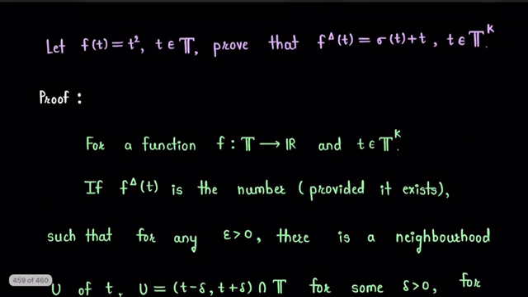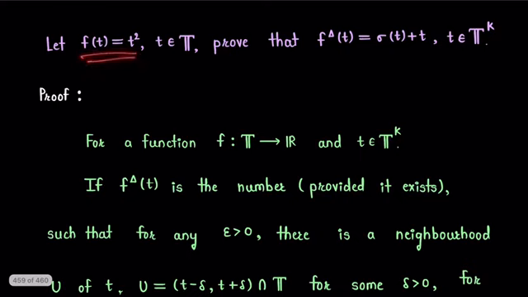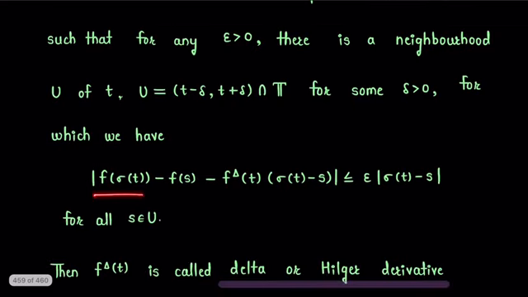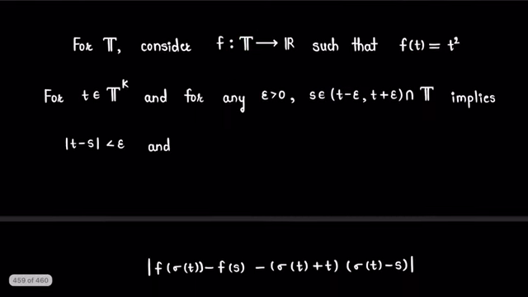So, in order to prove that for a given function f its delta derivative is σ(t) + t, we are going to satisfy this condition for f^Δ(t) = σ(t) + t. So, we will do that. Consider T is a given time scale and a function f from time scale T to R such that f(t) = t². Then, for a point t belonging to the set T^κ and any positive epsilon, consider a point s belonging to this neighborhood of point t.